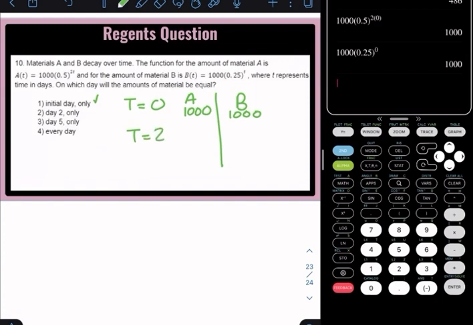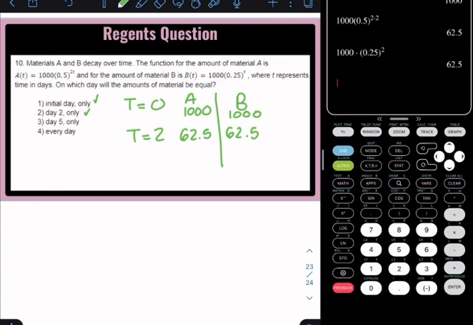Let's look at number 2. All right, if I plug in 2 for A, 1,000 parentheses 0.5 raised to the 2 times, now we're talking about the second day, so that would be 62.5. And let's look at B. 1,000 times 0.25, and we raise it to the second power. Oh, look, that's 62.5. So it could also be day 2.